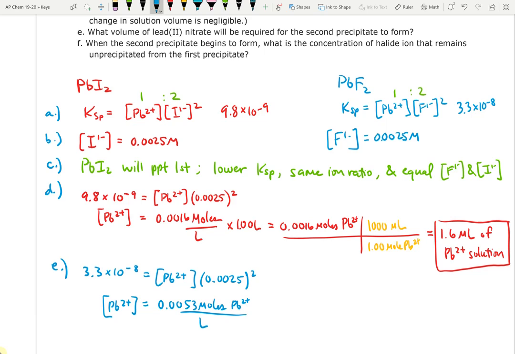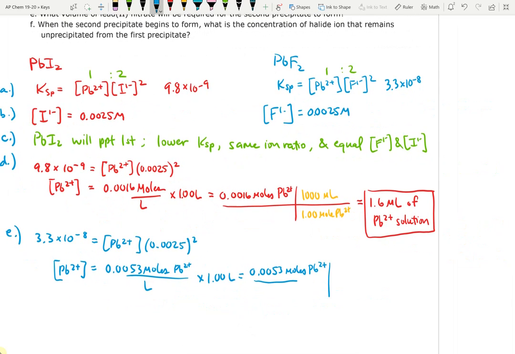Now, we're not quite done with E, but much like the last one, in a 1 liter beaker, this would mean that we would need to have present 0.0053 moles of lead. And we're still adding those lead moles from the same stock solution of lead that contains, for every 1,000 milliliters, 1 mole of lead ions, which means I'll need to add 5.3 milliliters of lead solution to get that second precipitate to form. And that makes sense, because that would mean we need to add more lead to get the second precipitate to form, and that's logical. That's why it's second, right? Because we have to add more.